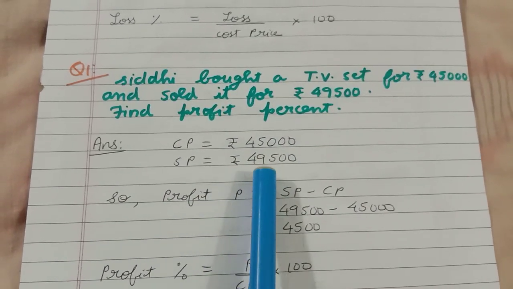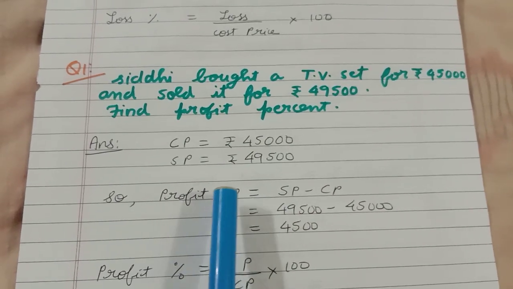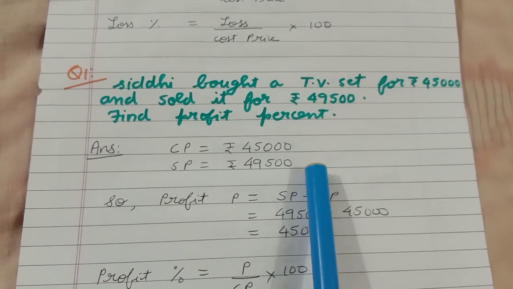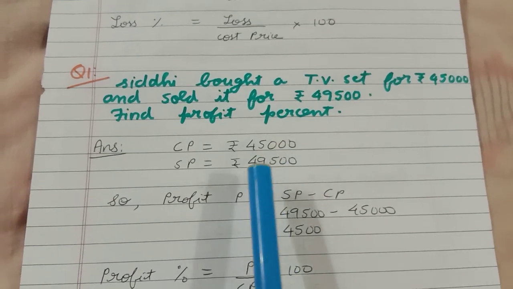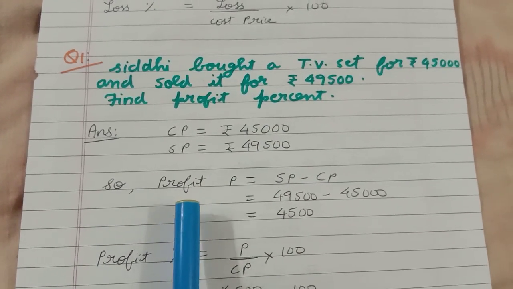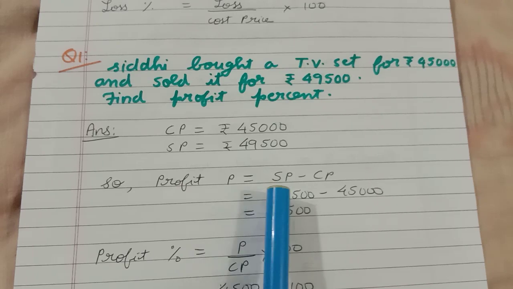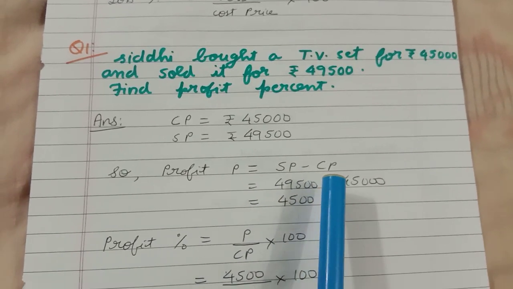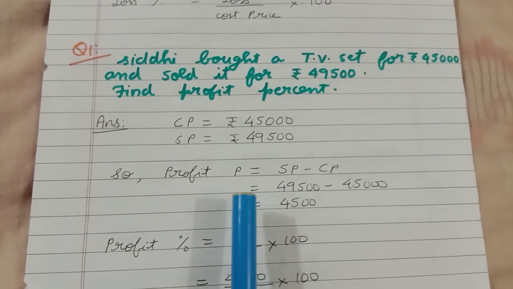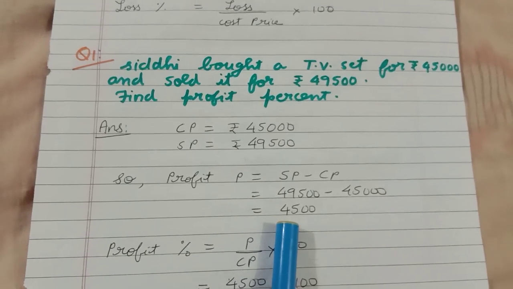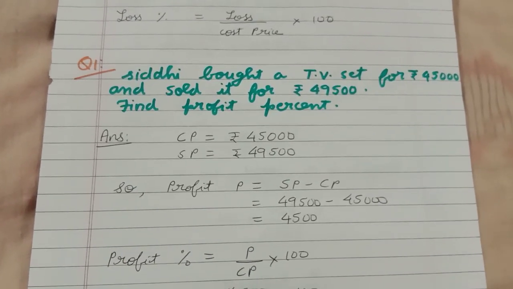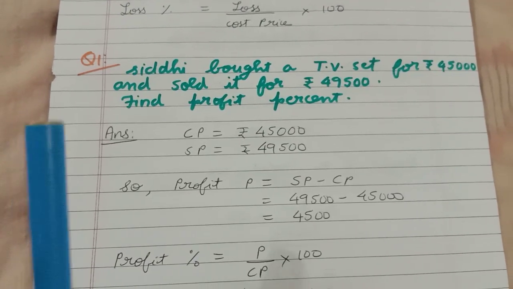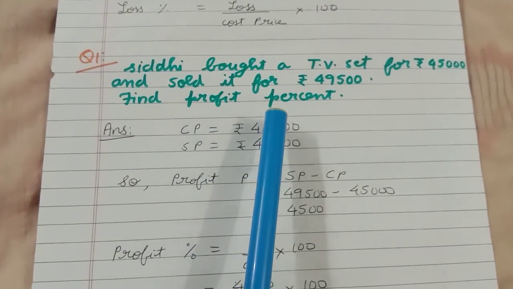So selling price is given, cost price is given. If you just look at this, selling price is more, cost price is less. So Siddhi is in profit. So profit is selling price minus cost price. So I shall calculate the profit amount, and this is rupees 4,500. But this is not what is asked. They have asked us to find the profit percent.